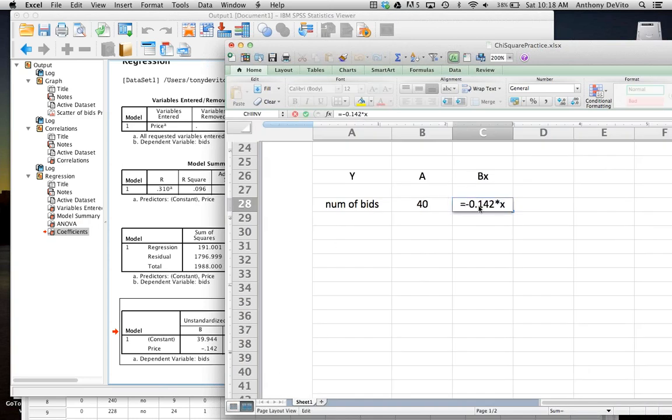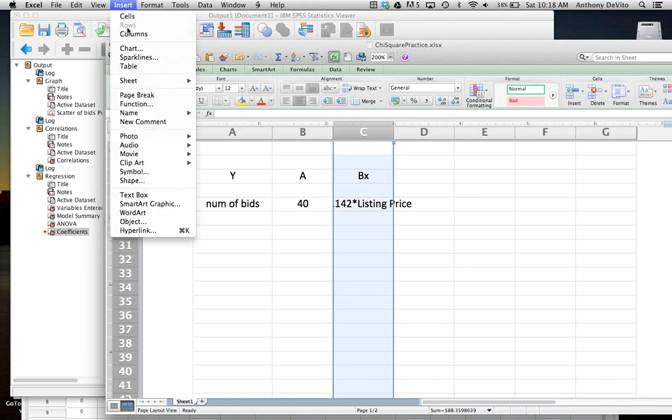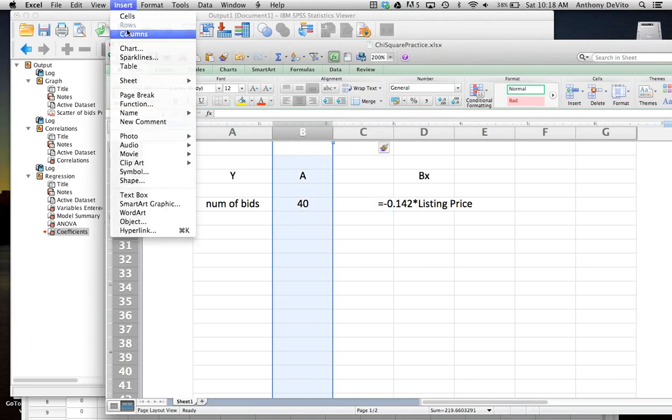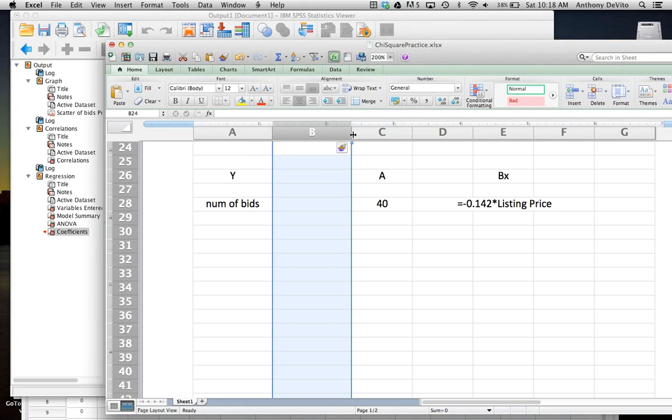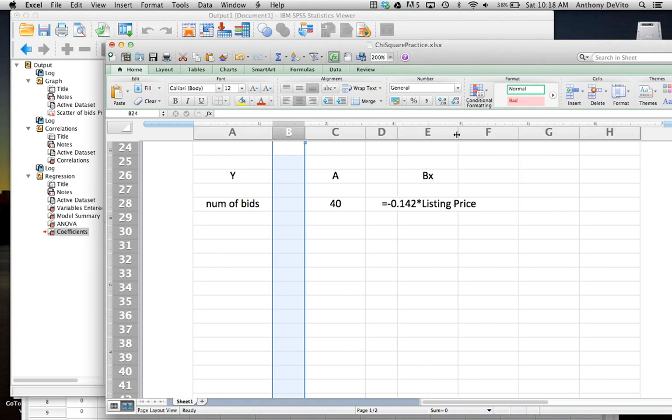And what is x? Oops, I should have put a space in front of here. Well, x is actually the listing price, so I'm going to change that to listing price. If I were to write this as a formula, let me insert a column here. So if I were to write this out as a formula, this is kind of what it would look like.